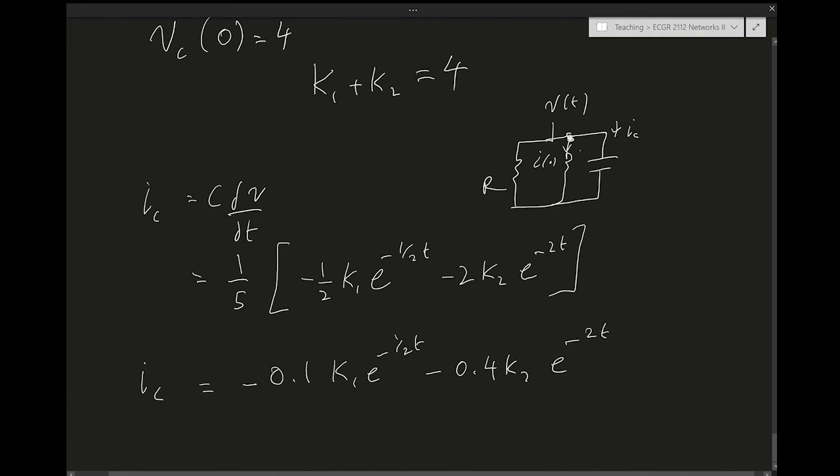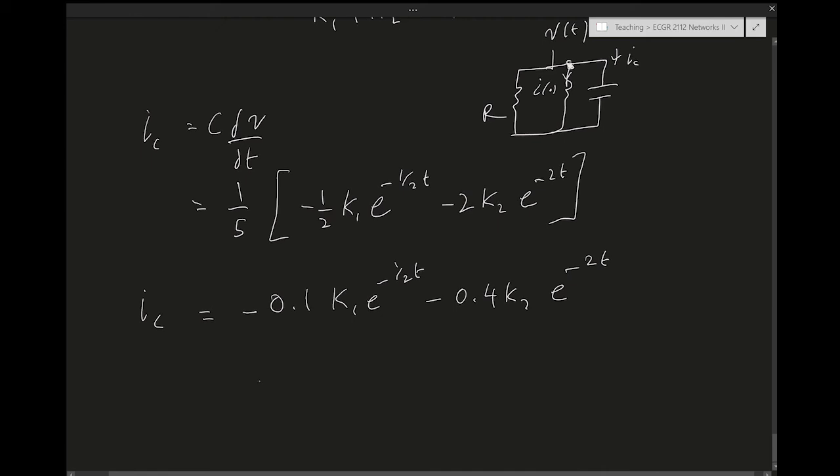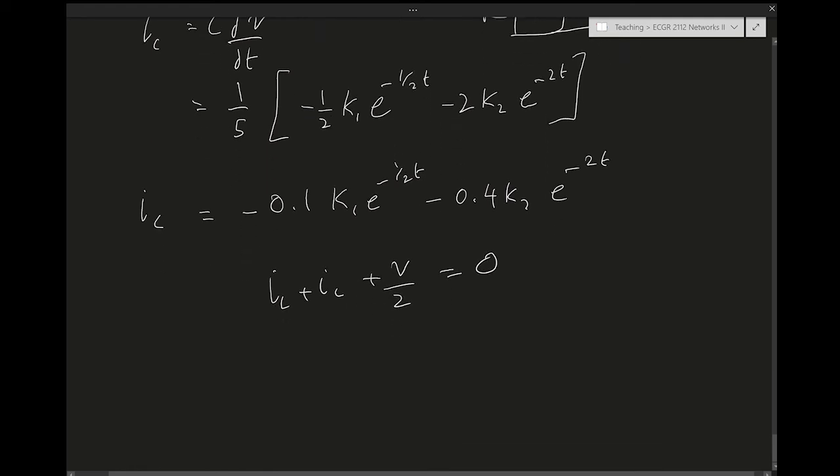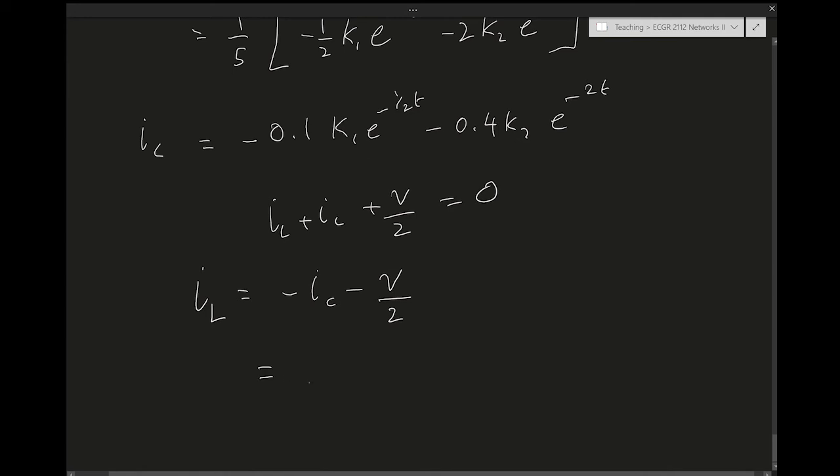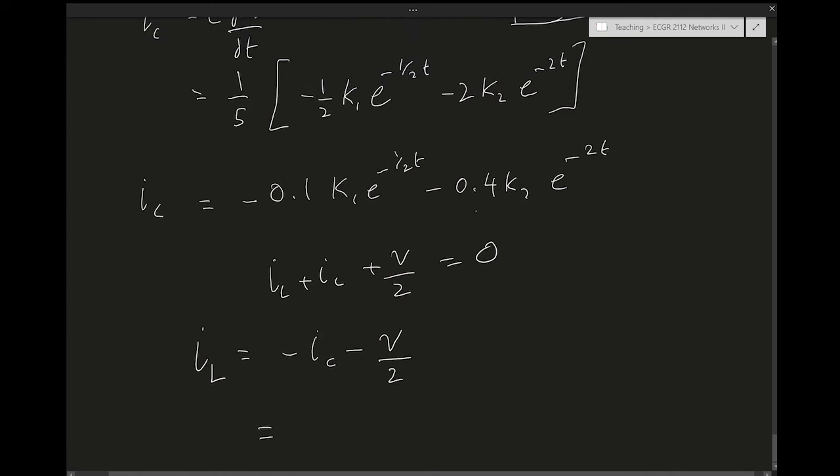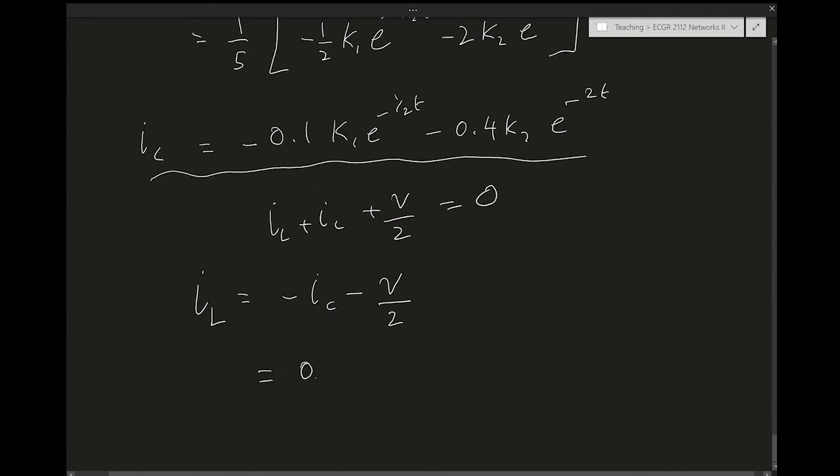And then finally, we apply KCL to the circuit. We know that IL plus IC plus V over R, where R is 2, V over 2, equals 0, right? So that tells me that IL equals minus IC minus V over 2. We already have IC. IC is this expression, so I end up with 0.1.